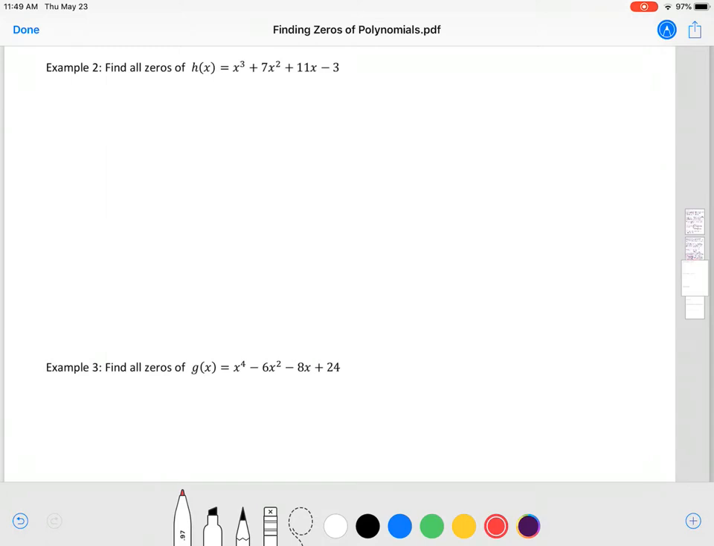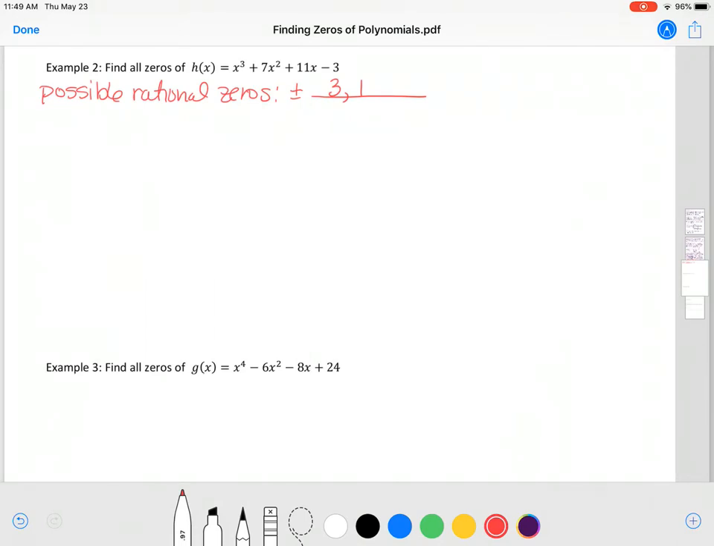Okay, example 2 in finding zeros of a polynomial. The first step is finding the possible rational zeros using the rational zero theorem. So I want to find my possibilities. I'm going to take all the possible factors of my constant. Since my constant is 3 or negative 3, I have 3 and 1 as my possible factors.